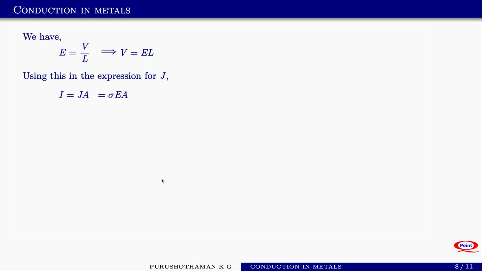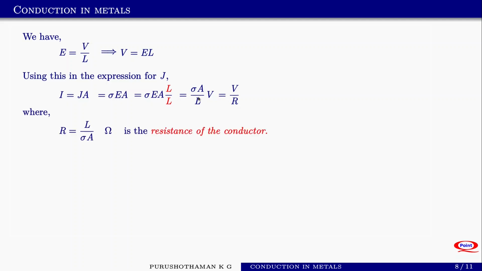Now we will be using these expressions. This can be sigma E into A into L by L, multiplying and dividing by L, and combine E and L together. So we will get this is equal to sigma into A by L into V. So we have I is equal to a constant into V, or you can write this as I is equal to V by R, where R is equal to L by sigma A. This is known as the resistance of the conductor.